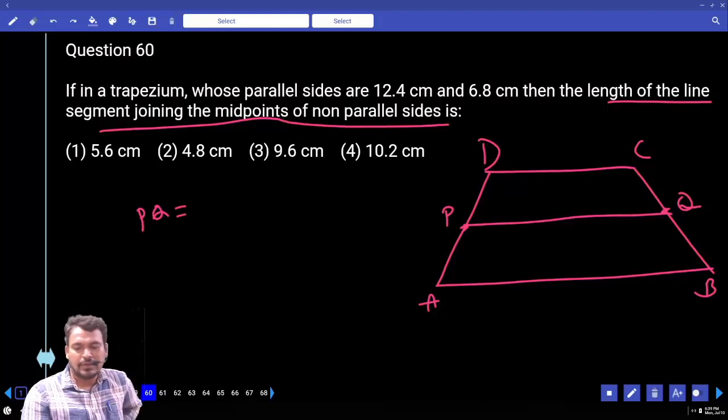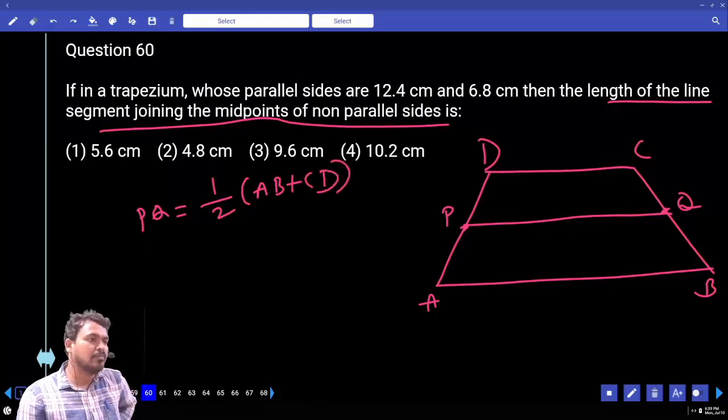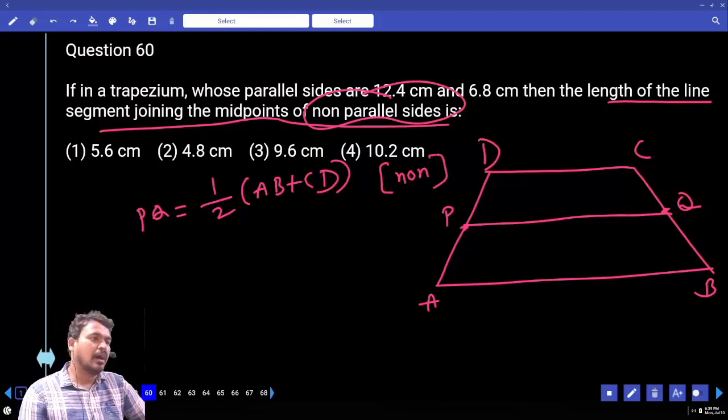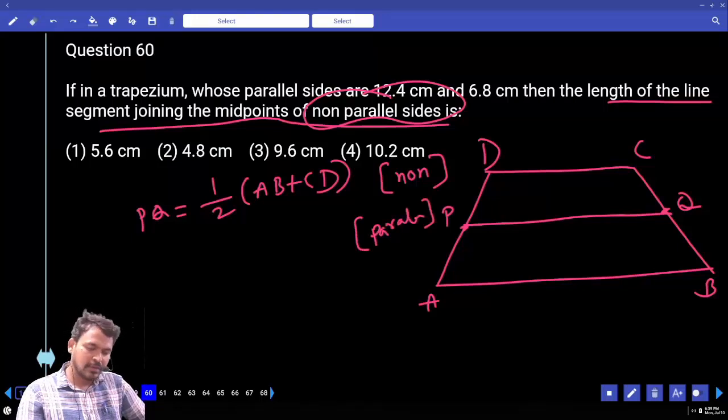That PQ value is written directly as half of AB plus CD. Here, when non-parallel sides are given, directly the PQ value is half of AB plus CD. If parallel sides are given, then the PQ value is half of AB minus CD.